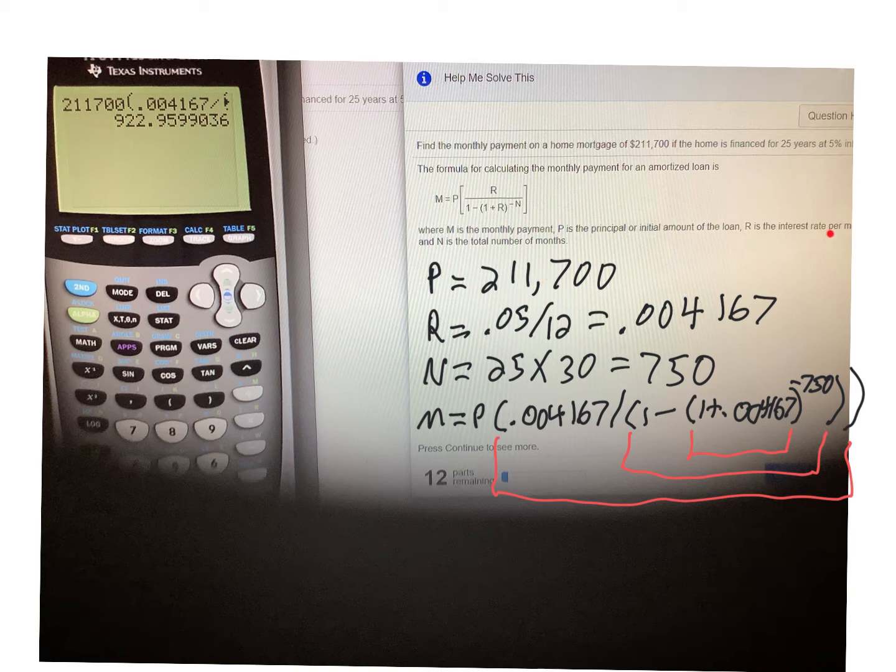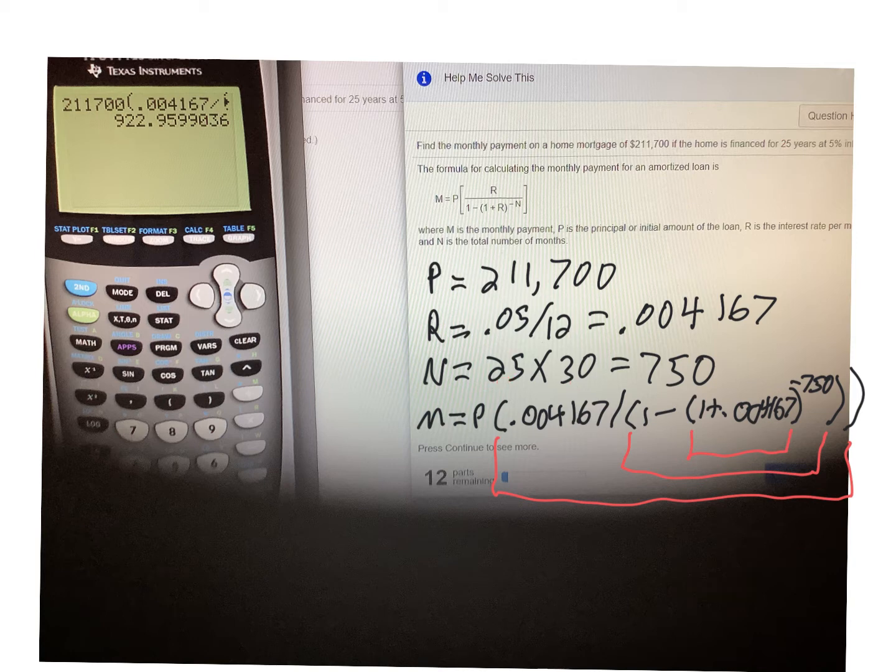R is the interest rate per month. And so you got to take what they give you. This is an annual one. You got to take the 5% and divide it by 12, and I rounded it. We get 0.004167. N is the number of months, the total number of months. So we're talking 25 years.